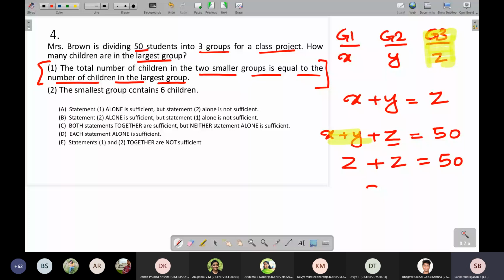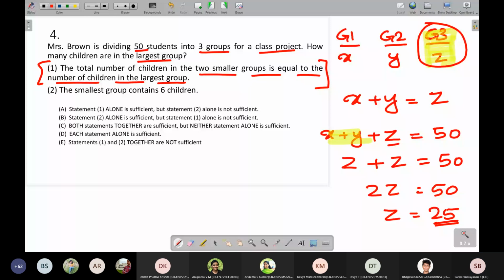And we will find that z is equal to 25. In the question, you are asked what is the number of children in the largest group. As indicated in the beginning, you are asked to find the value associated with z. So we can see that z is equal to 25 in this case. Is it clear to you? So I can thus see that this question, how many children are there in the largest group? I can answer that question with the help of statement 1 alone.